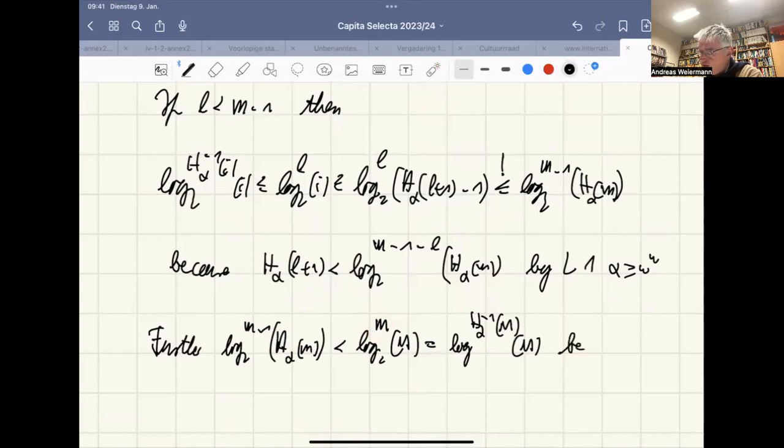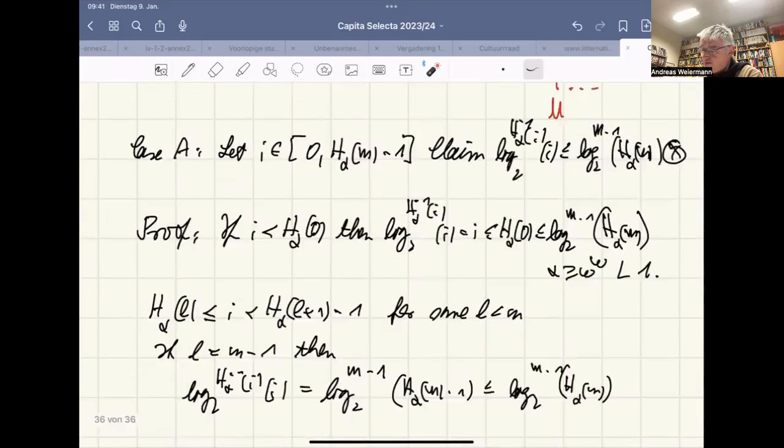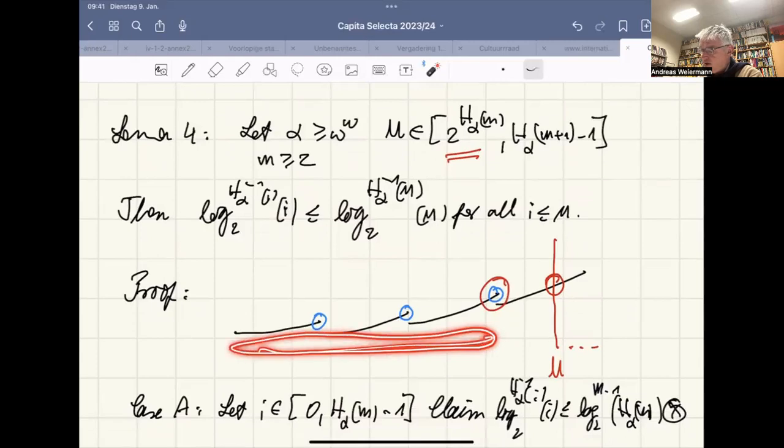because log 2 of m is bigger than log 2 of 2 to the h alpha of m, which is h alpha of m. So we get here one extra log. And the extra log allows us to majorize by log 2 of m, log 2 of m minus 1. We need this m to be at least as big as the exponential of this one. Okay, and then we see for these i's, we have this property. We have here majorized all these elements by the corresponding right one.